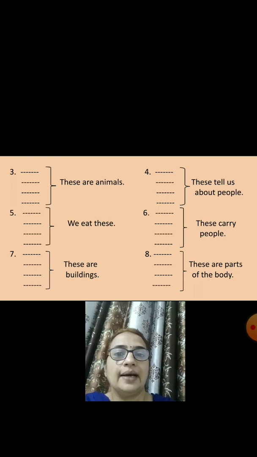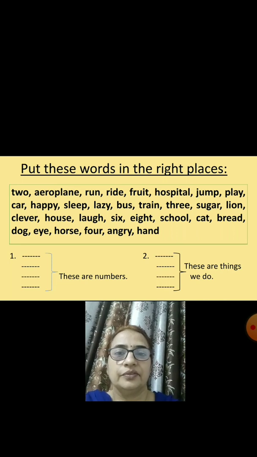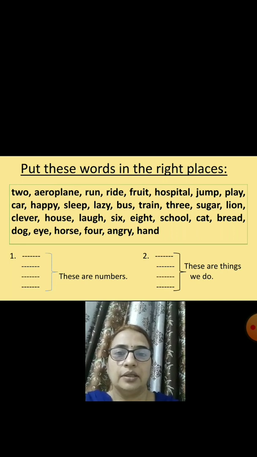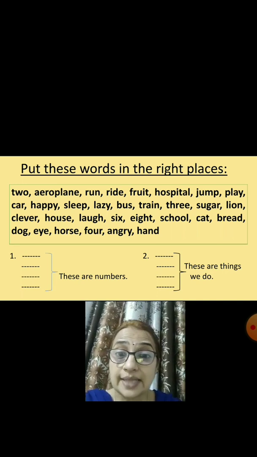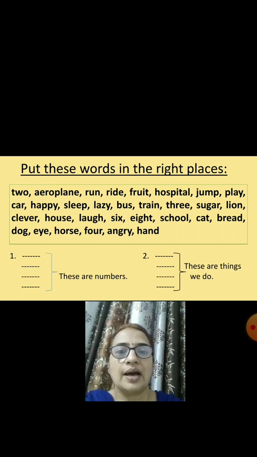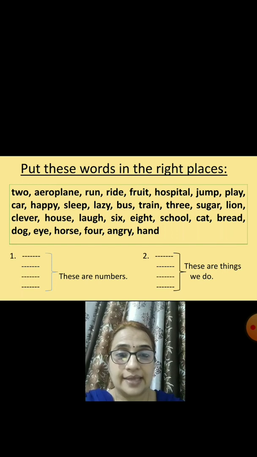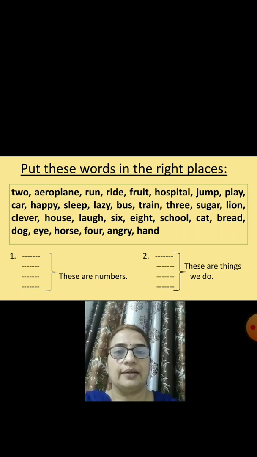Now these are animals. Which are the animals in the list? Fast. Now this you can do very quickly. Which are the animals? First line, is there any animal name? No. Second line, yes, there is one. Which is that? Lion. Correct. Third line, clever, house, laugh, seek, say, school, cat. Yes. So lion, cat, and in the last line, dog and horse. So these four words we will write there: lion, cat, dog, and horse.